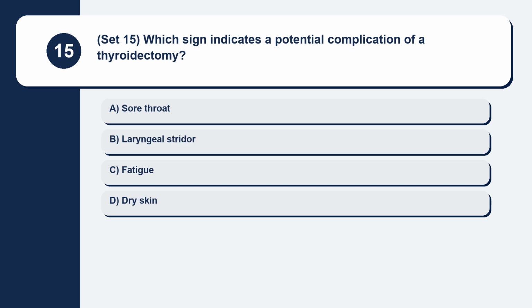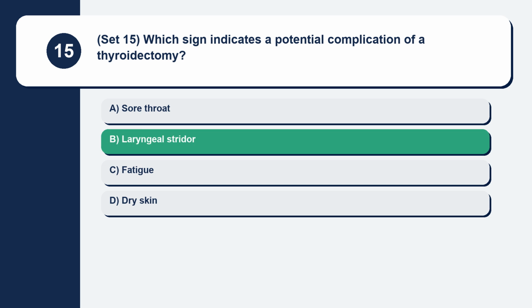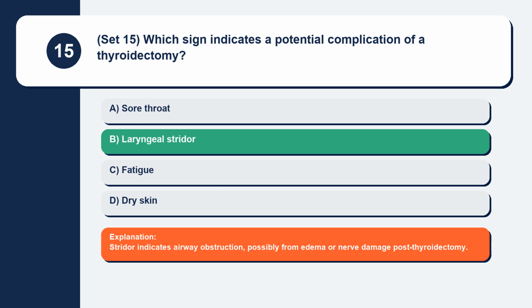Question 15. Set 15. Which sign indicates a potential complication of a thyroidectomy? Sore throat, laryngeal stridor, fatigue, dry skin. Stridor indicates airway obstruction, possibly from edema or nerve damage post-thyroidectomy.